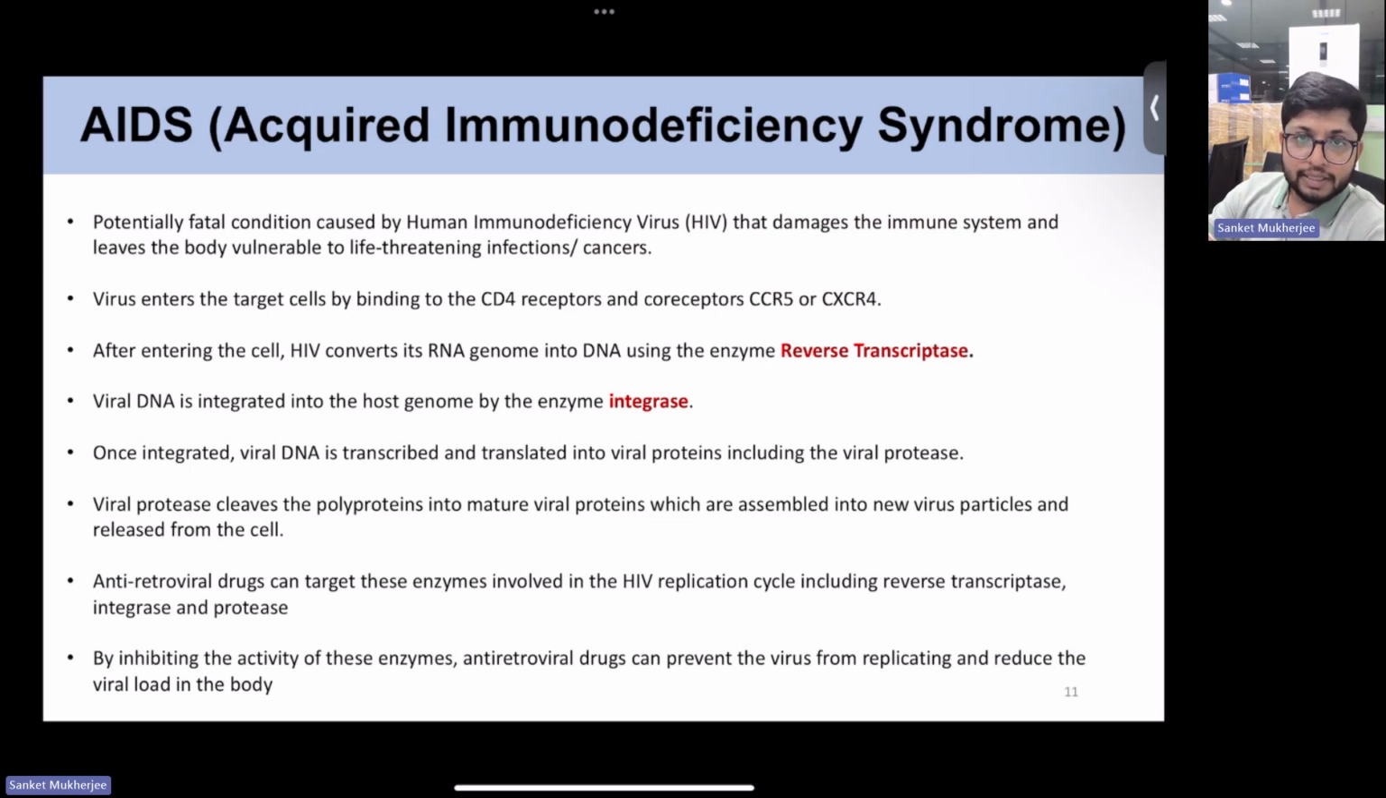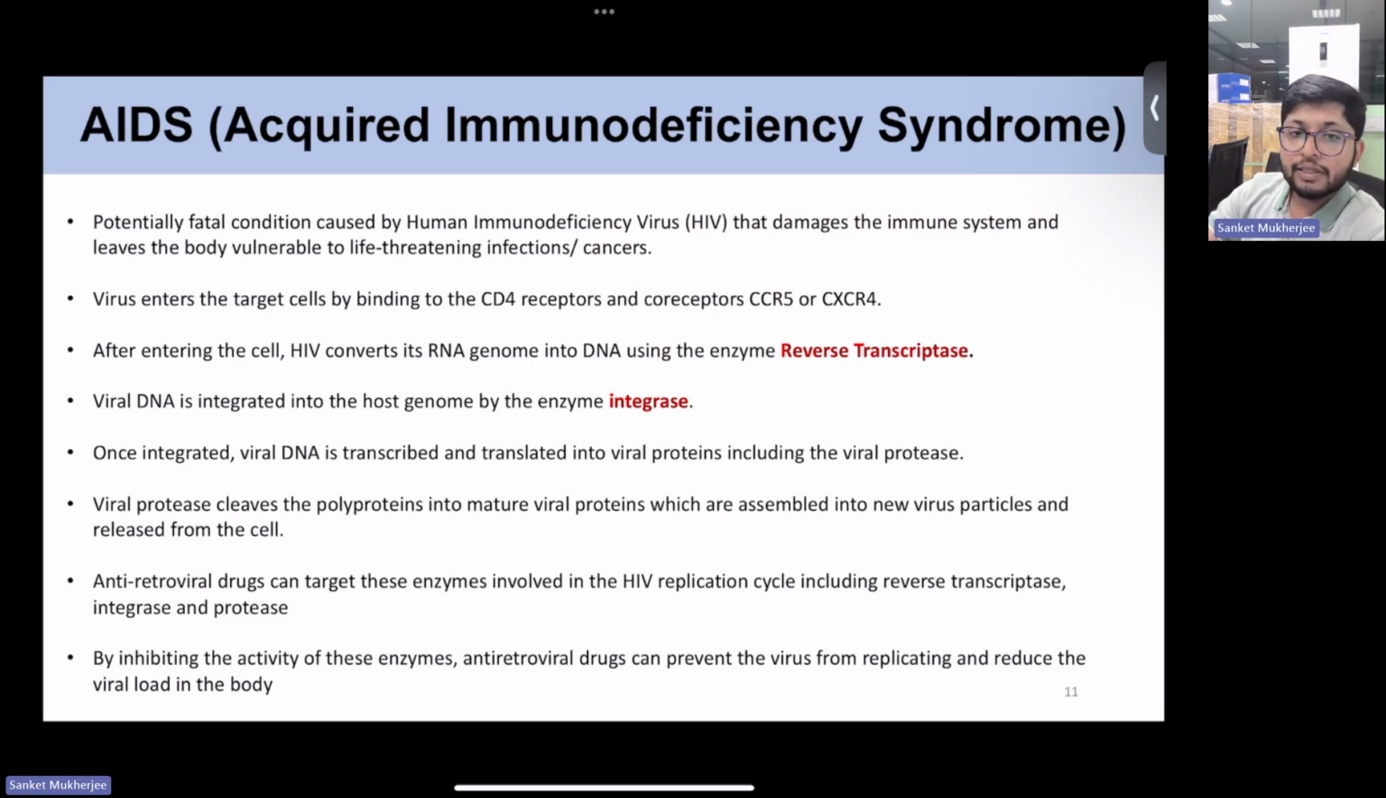Now, talking about AIDS. AIDS is acquired immunodeficiency syndrome. It is a fatal condition which is caused by HIV, that is human immunodeficiency virus. It damages the immune system and leaves the body vulnerable to life-threatening infections and also cancer. So the virus enters the target cell, that is the immune cell, by binding to the CD4 receptors and co-receptors CCR5 or CXCR4. After entering the cell, HIV converts its RNA genome into DNA using the enzyme reverse transcriptase.